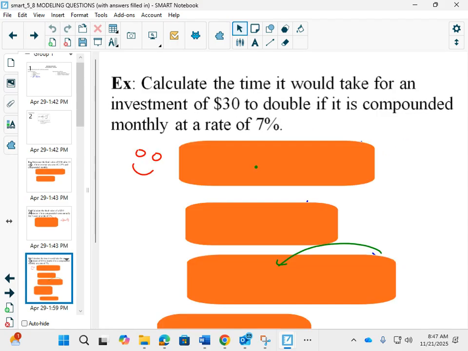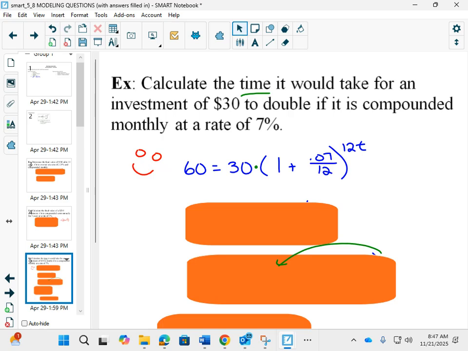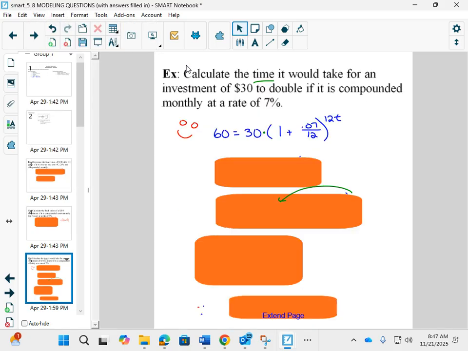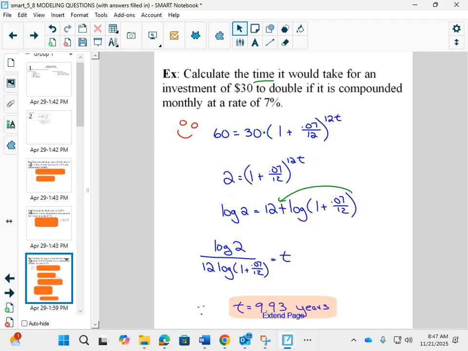But more likely, we're going to get questions like this, where it's asking you to calculate a time. And when we plug that into the equation, the time is in the exponent. So what I'm going to do here is I'm going to just get you to copy everything down. I'm going to explain it in a second.